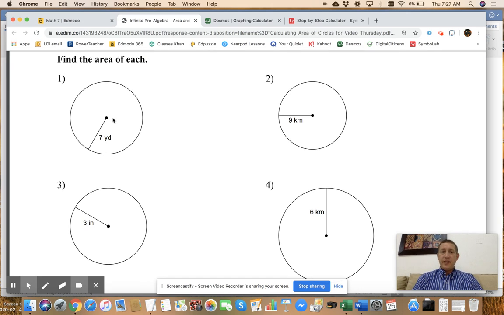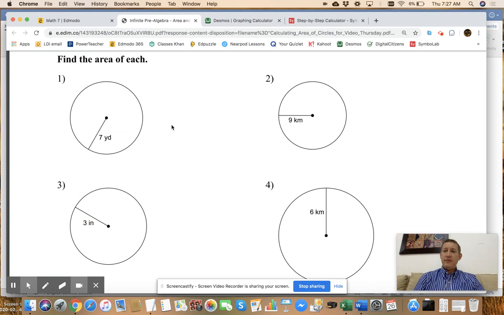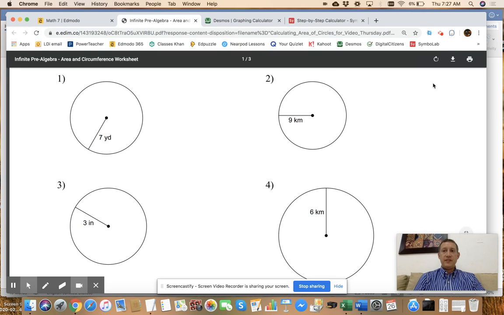Does anybody remember, if your radius is 7, what's your diameter? If you said 14, you're right. Okay, so the circumference, you take your diameter and multiply it by pi. Or you take your radius, double it, and multiply it by pi. Well, this time we're going to take the radius and square it. Do you remember what it means to square? It means you multiply the number by itself. So 7 squared is going to be 49. 7 times 7. All right, so that's kind of what we're doing today.